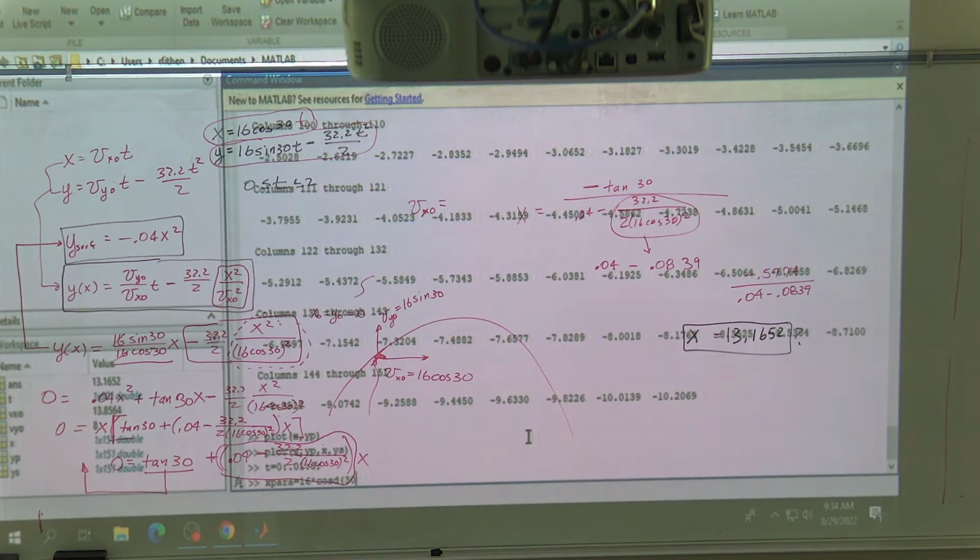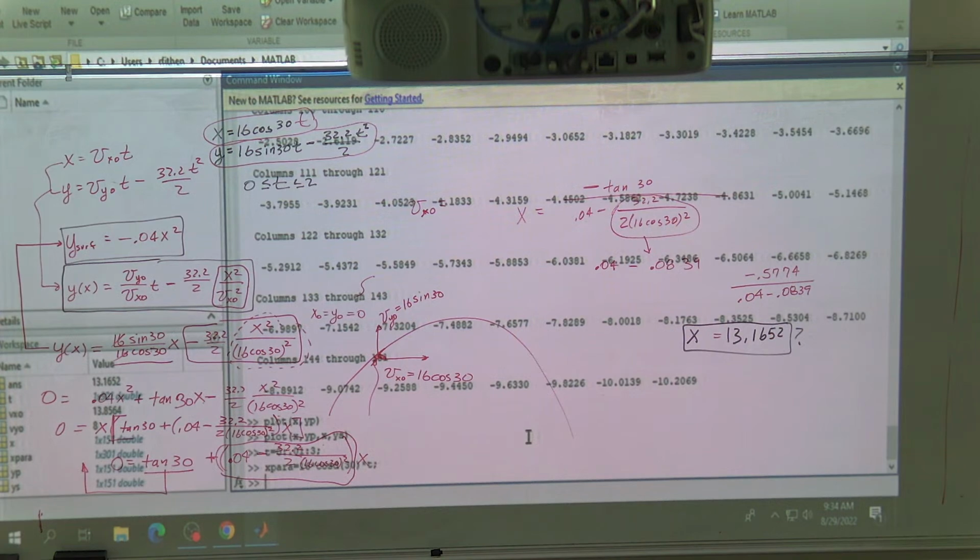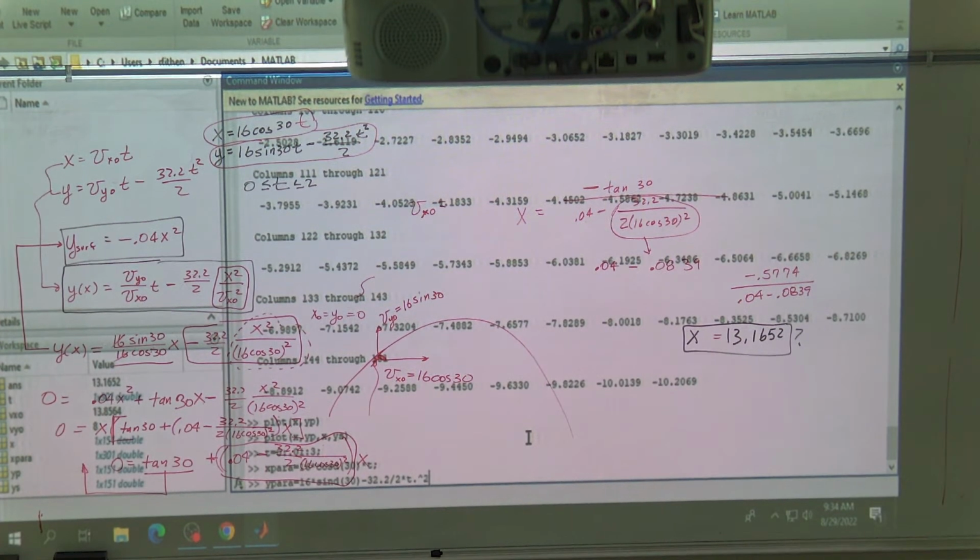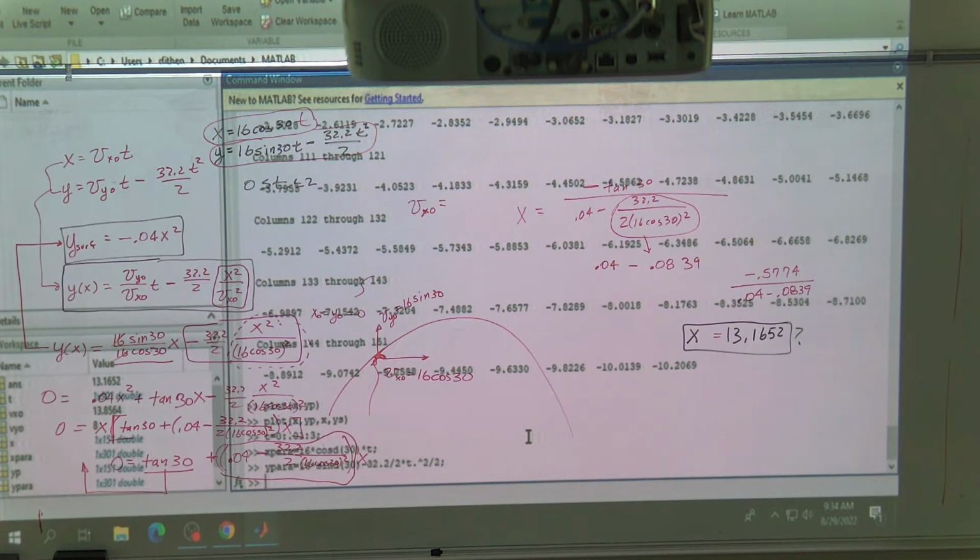Did I put the bracket on there? Times t. Now what that'll do is produce a bunch of x's, and I'm putting a semicolon to suppress the output. Now I'm going to do y parametric there. 16 times, this time it's sine, did I put the d? Yeah. 30 minus 32.2 divided by 2. And this time it's time t, have to put the period, square it, divided by 2. I'm going to put the suppression right there.